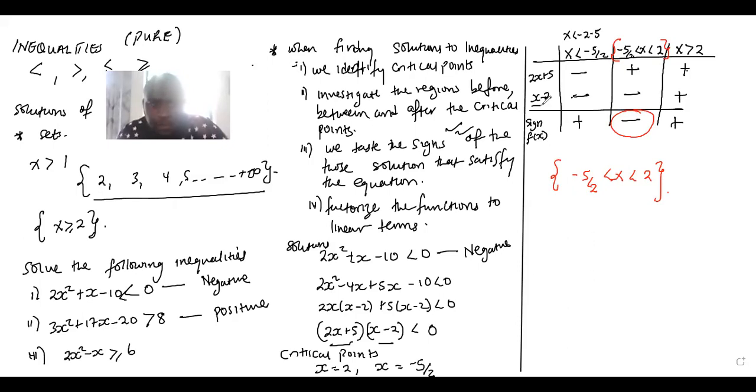Let's look at the first column. The first column says x is less than negative 2.5 or negative 5 over 2. Do you agree? Yes, teacher. Can you pick me a value which is smaller than negative 2.5 or less than negative 2.5?